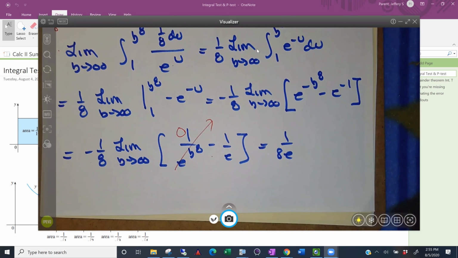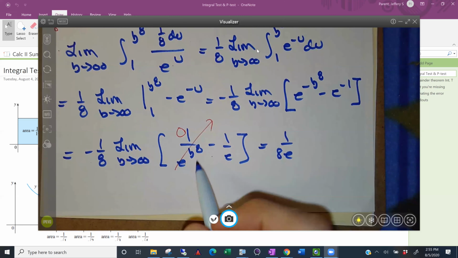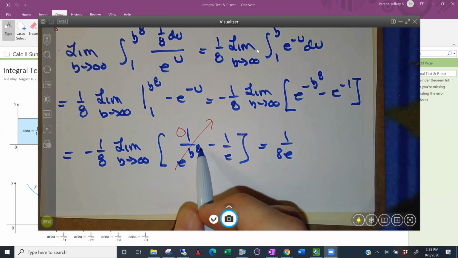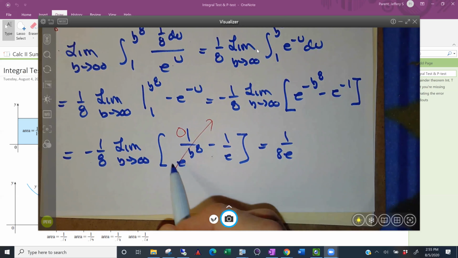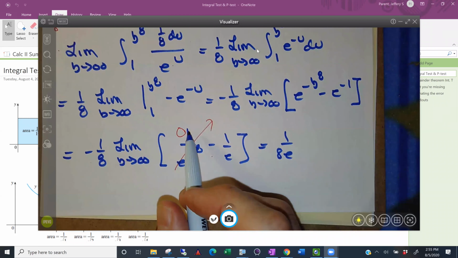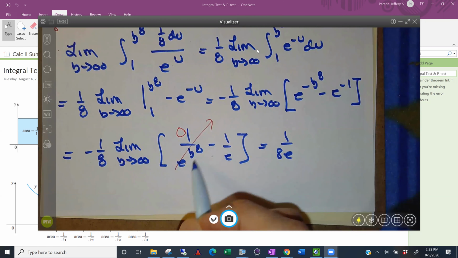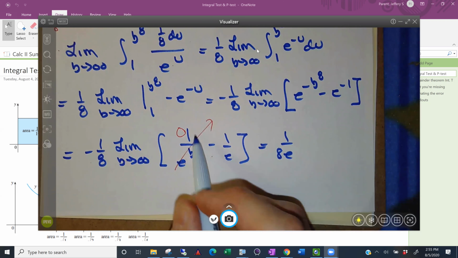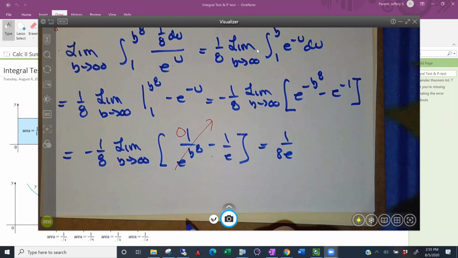I always get confused when it turns into 0 and when it's infinity. Why would that be 0? Because e to the b to the 8th, this number is going to get really, really large, really, really fast. And you're going to divide 1 by an ever-increasing large number. So think of it as 1 divided by infinity. That's going to go to 0. Okay, does that help? Kind of.